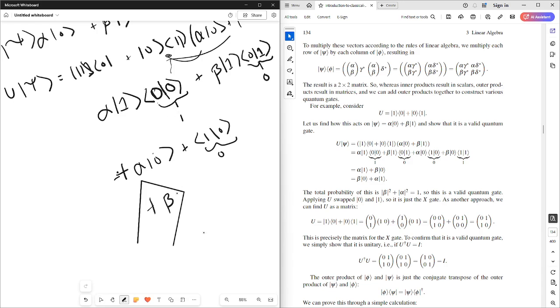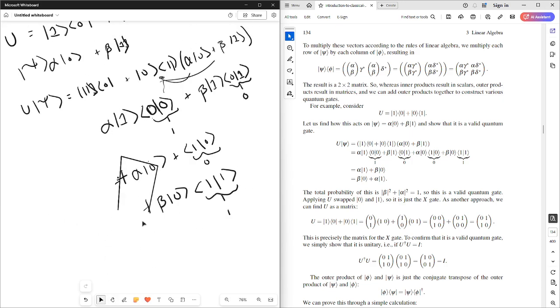So plus beta of ket 0 times the inner product of 1 and 1, which we know equals 1. So getting everything together.